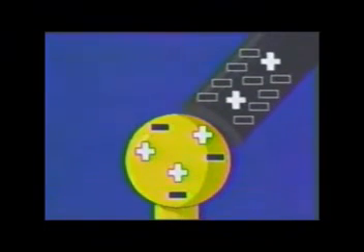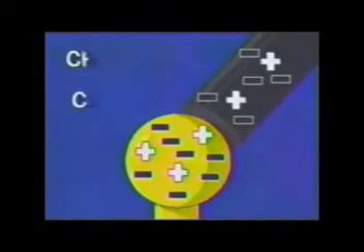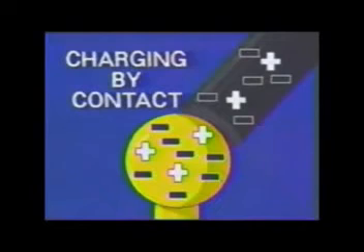The initial charge on the electroscope is neutral. When the electroscope knob is touched by a negatively charged rod, a number of electrons jump onto the neutral knob. We call this process charging by contact.